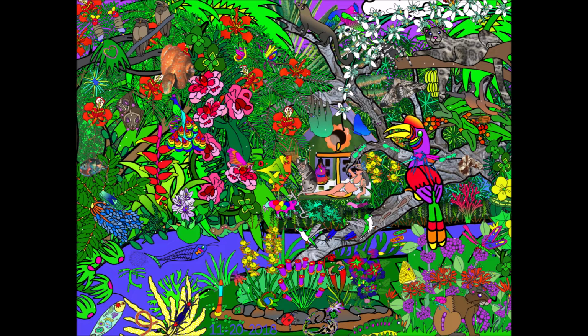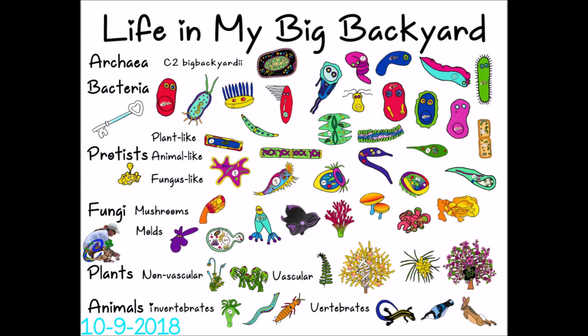It wasn't until the late 90s that I learned how to Photoshop and create my own picture pages, thanks to the help of my daughter, and a great deal of creative freedom in the classroom. Here's one I created during retirement. It's a key to all the organisms in my big backyard.